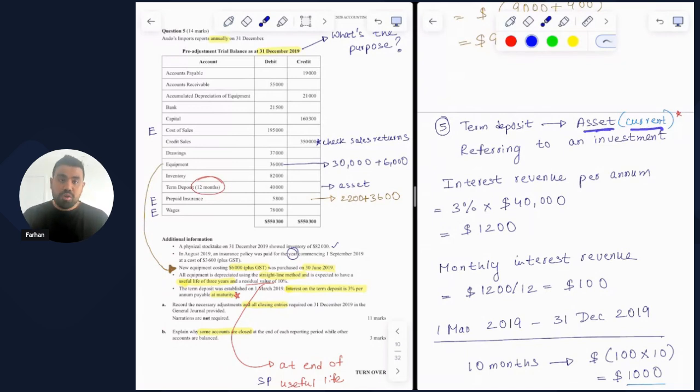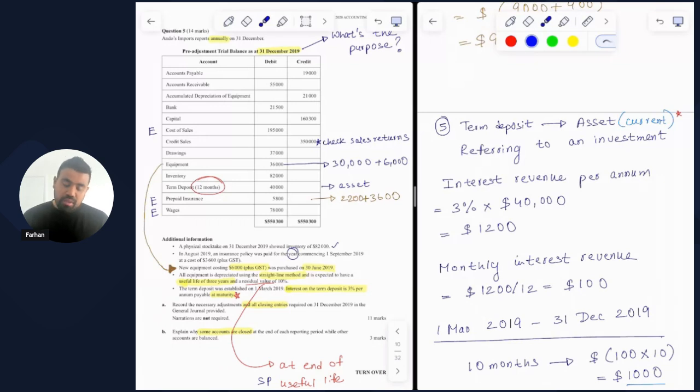And how do I know it's a current asset? If you see, the term deposit value given within the debit column of the pre-adjustment trial balance is $40,000. And it mentions here 12 months, which means this investment has been made for 12 months only. The reason this is in the debit column is because this is an investment, which is referring to an asset for the business. So given that we understand this is an investment, any interest we have with this investment is going to be an income or revenue for the business.